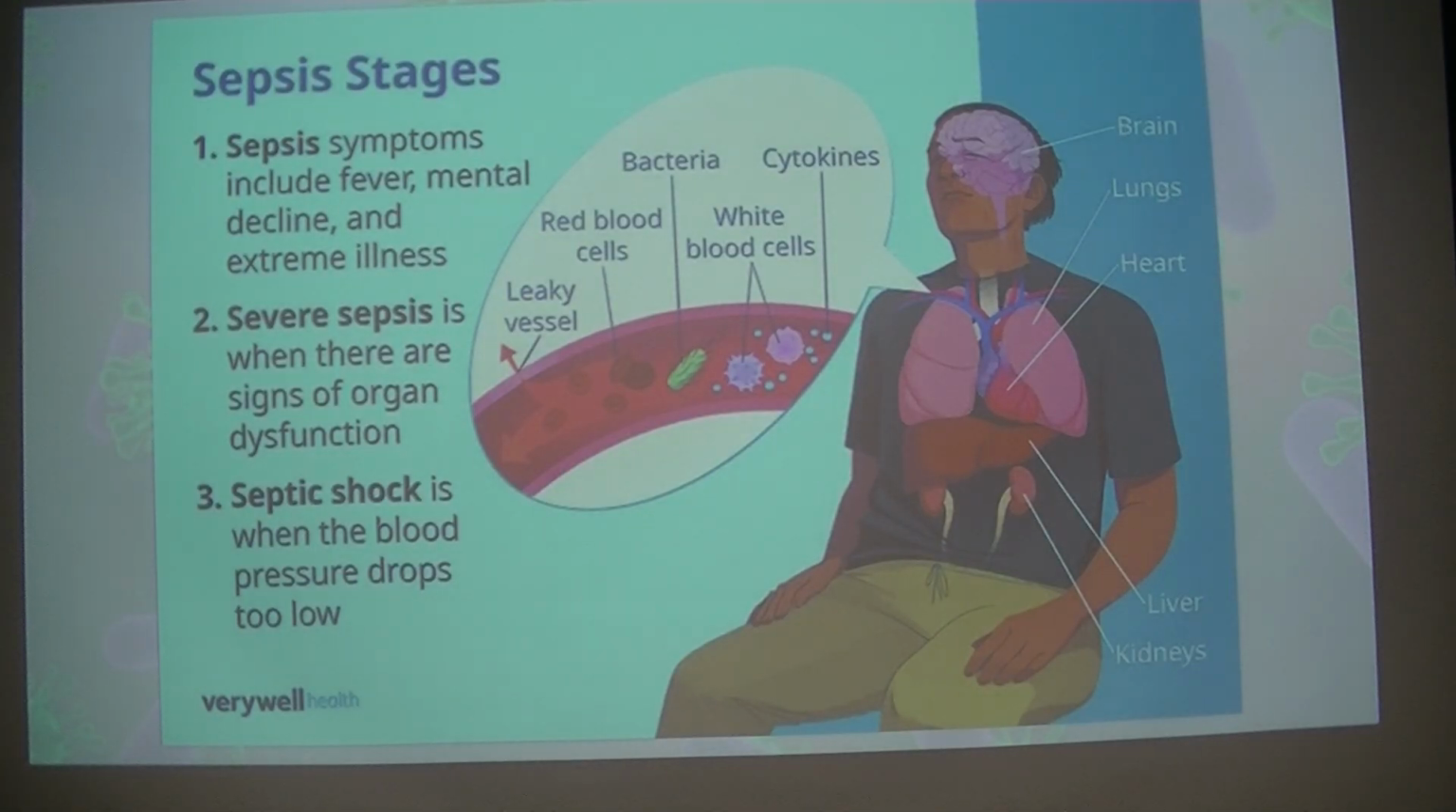So, sepsis stages. Right here, this is showing you exactly what's happening with your vascular permeability. Cytokines being released from your white blood cells, and your vessels leaking. So, sepsis stages. Sepsis symptoms include fever, mental decline, and extreme illness. Severe sepsis when there are signs of organ dysfunction, and septic shock when the blood pressure drops.